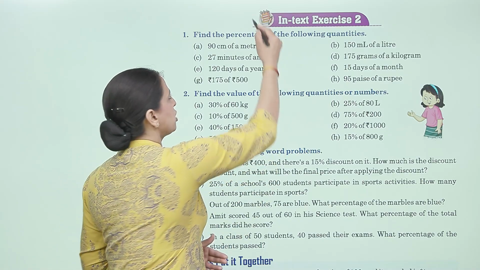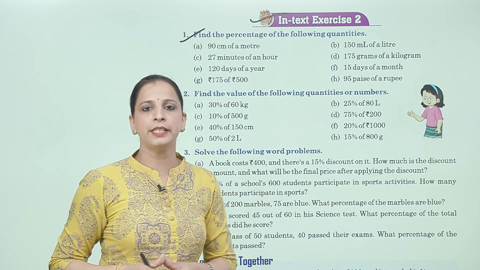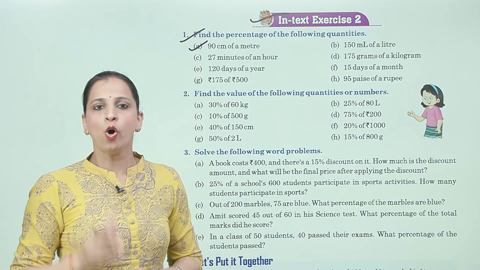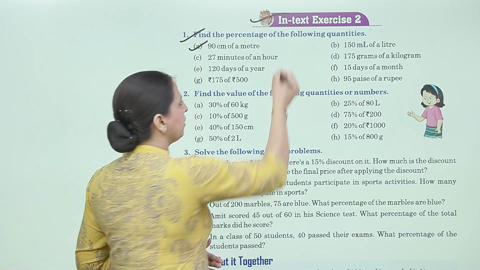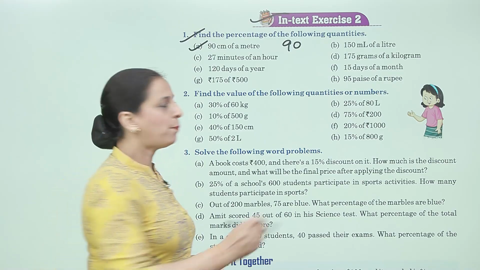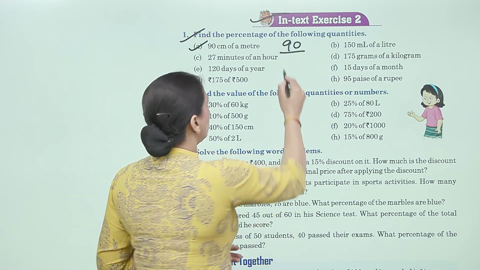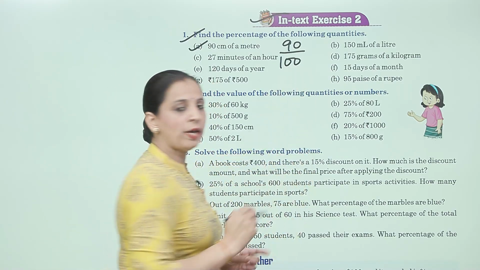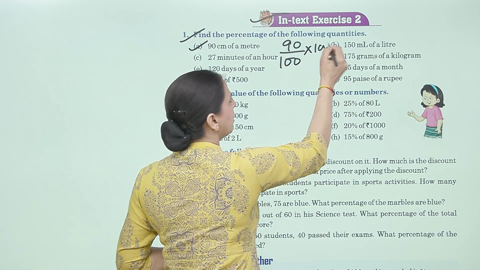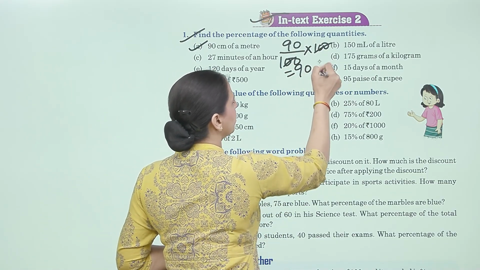Now in text exercise 2, question number 1, find the percentage of the following quantities. A part, 90 centimeter of a meter. 90 centimeter means 90 upon 1 meter is equal to 100 centimeter. So 90 upon 100 into 100, that is 90%.